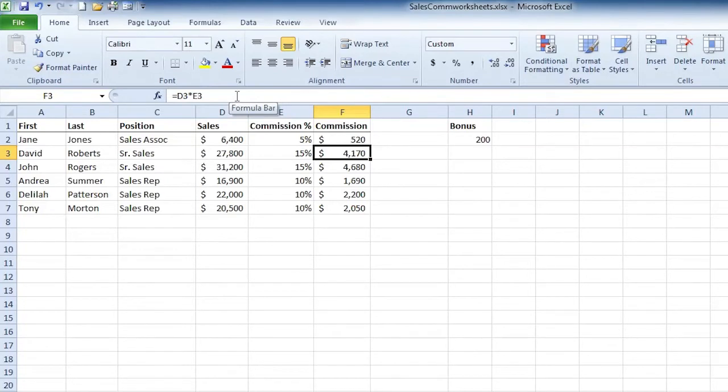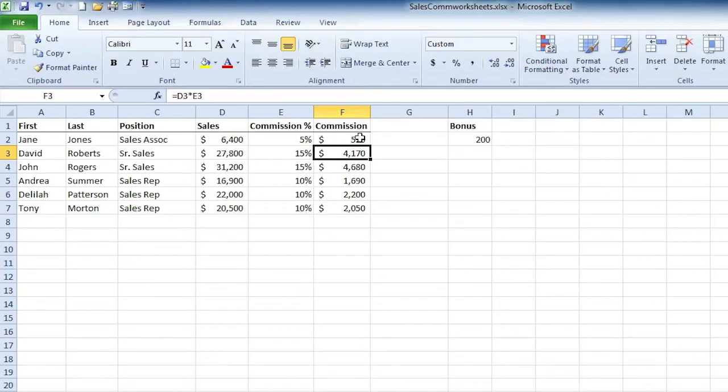If we were to copy that formula down the column, what would happen to it in cell F3? I would hope that it would add 200 to each one of those. Will it? I don't know. Well, let's copy the formula down and let's see what happens here.